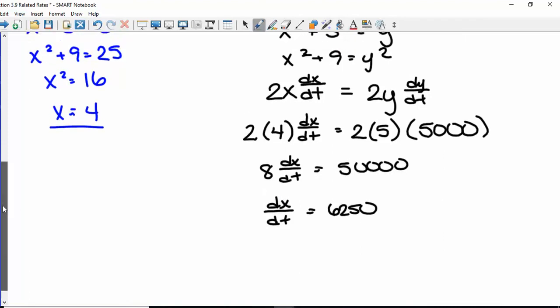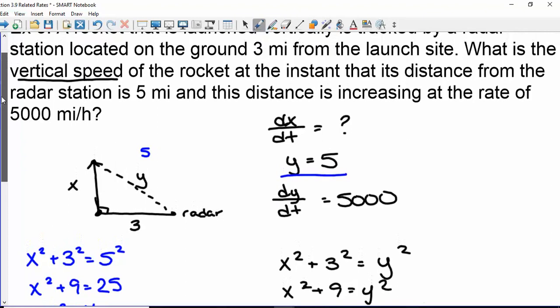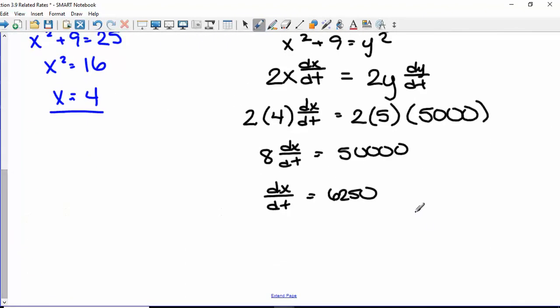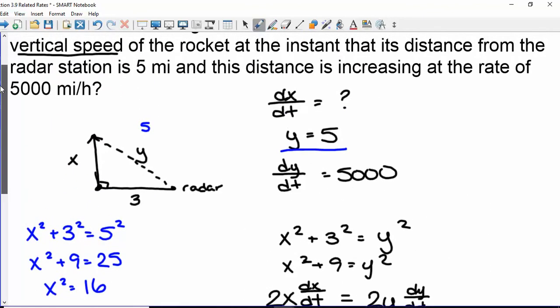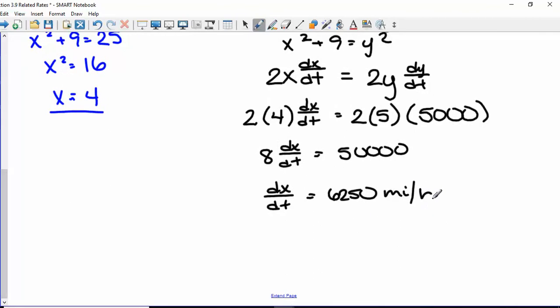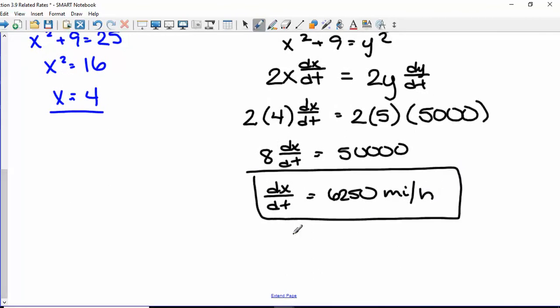Units. X was measured in what? Miles. My time was measured in what on this problem? Hours. So that rocket is going up at a rate of 6,250 miles per hour. Let's do one more, and then we'll probably stop for today. Are there questions on this one?